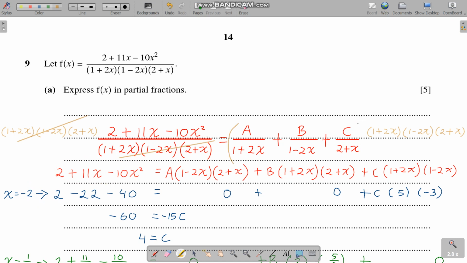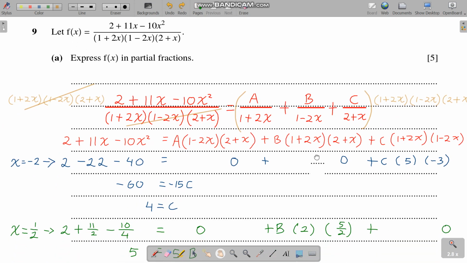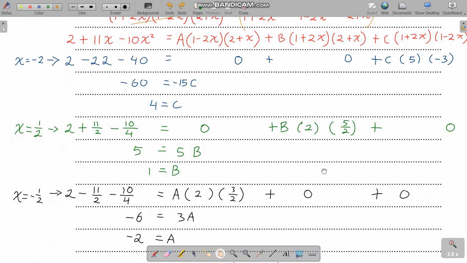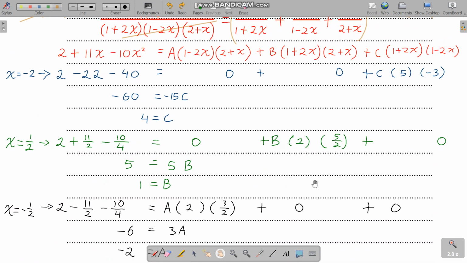And on the right, when we multiply the first term, cancel out, we have a times 1 minus 2x, 2 plus x. And we do the same thing for the second term, cancel out. We have b times 1 plus 2x, 2 plus x. And the last term, cancel out, we have c times 1 plus 2x, 1 minus 2x. And now we need to choose the clever values of x such that we can find a, b, c as fast as possible. So we do that by plugging in the zeros of the factors.